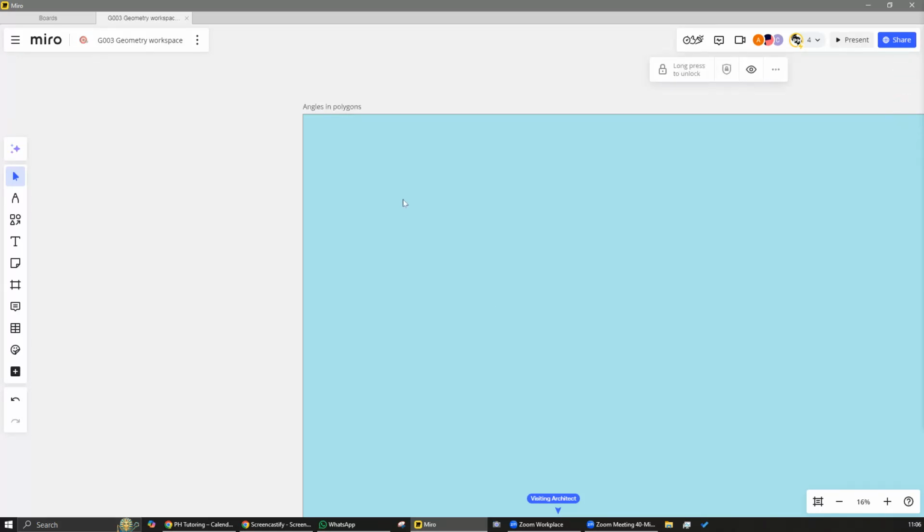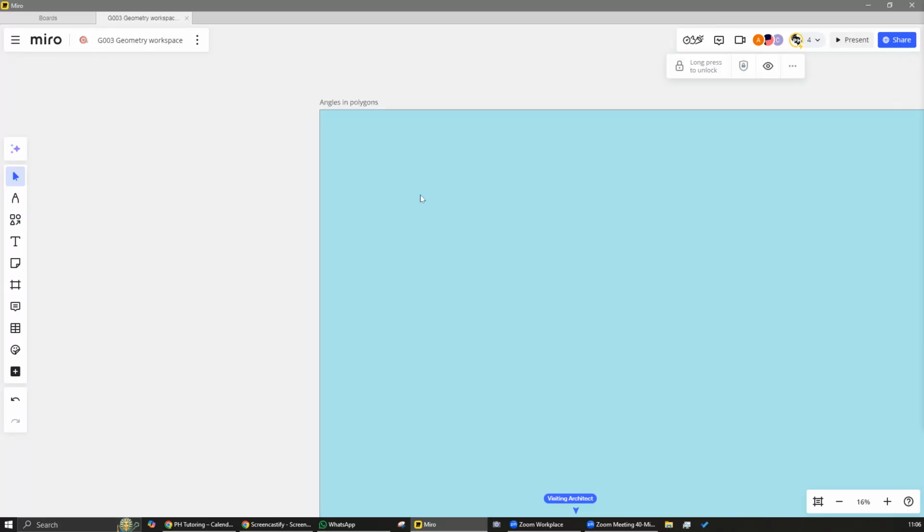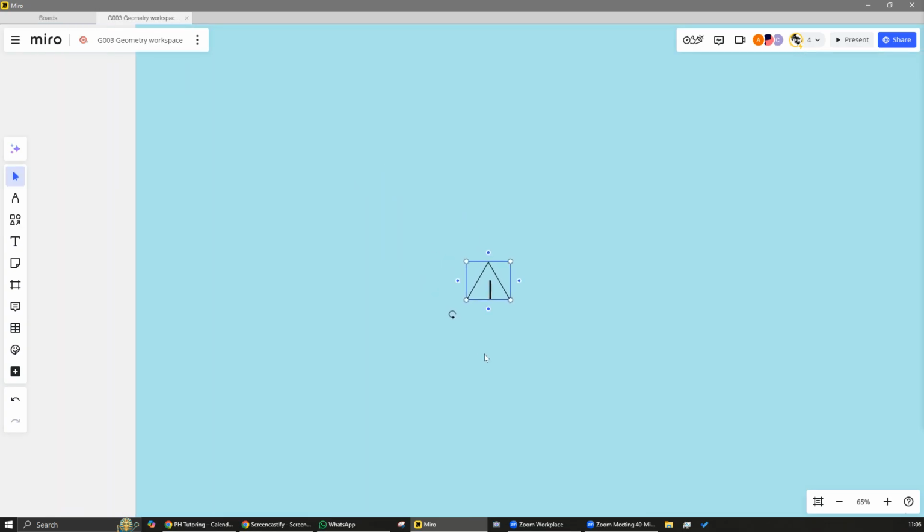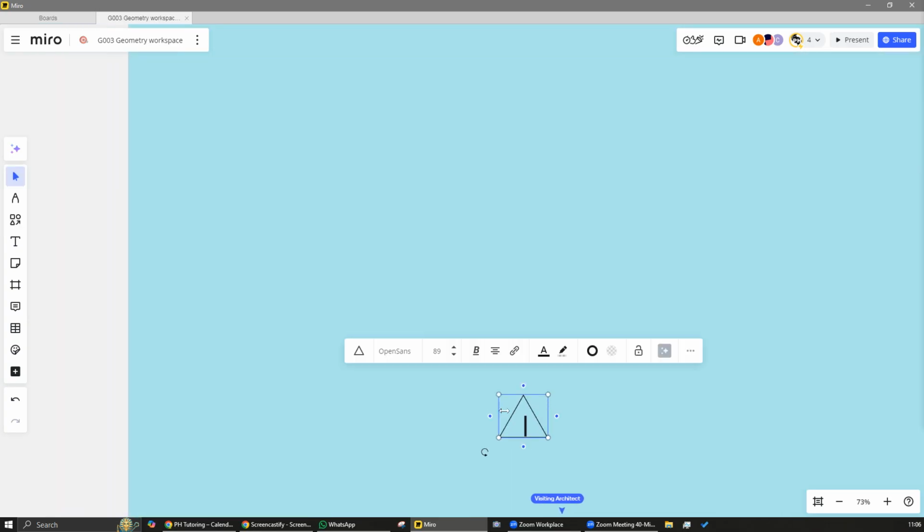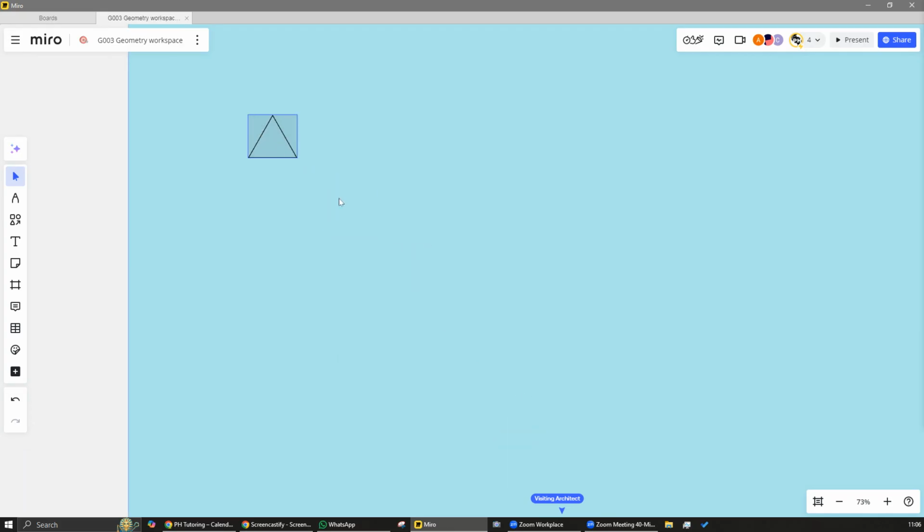Okay, so angles and polygons. First of all, we want to ask, what is a polygon? Well, a polygon is just a shape. So a triangle is a polygon. Let's zoom in a bit. I've obviously made this frame really large without realizing.